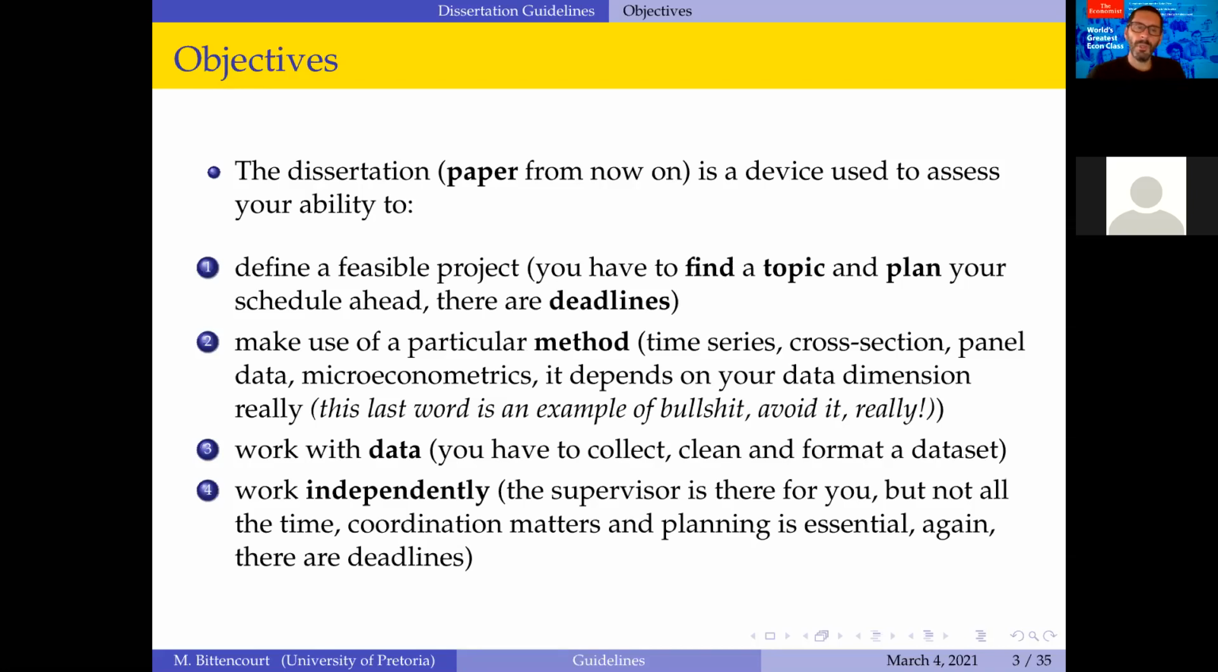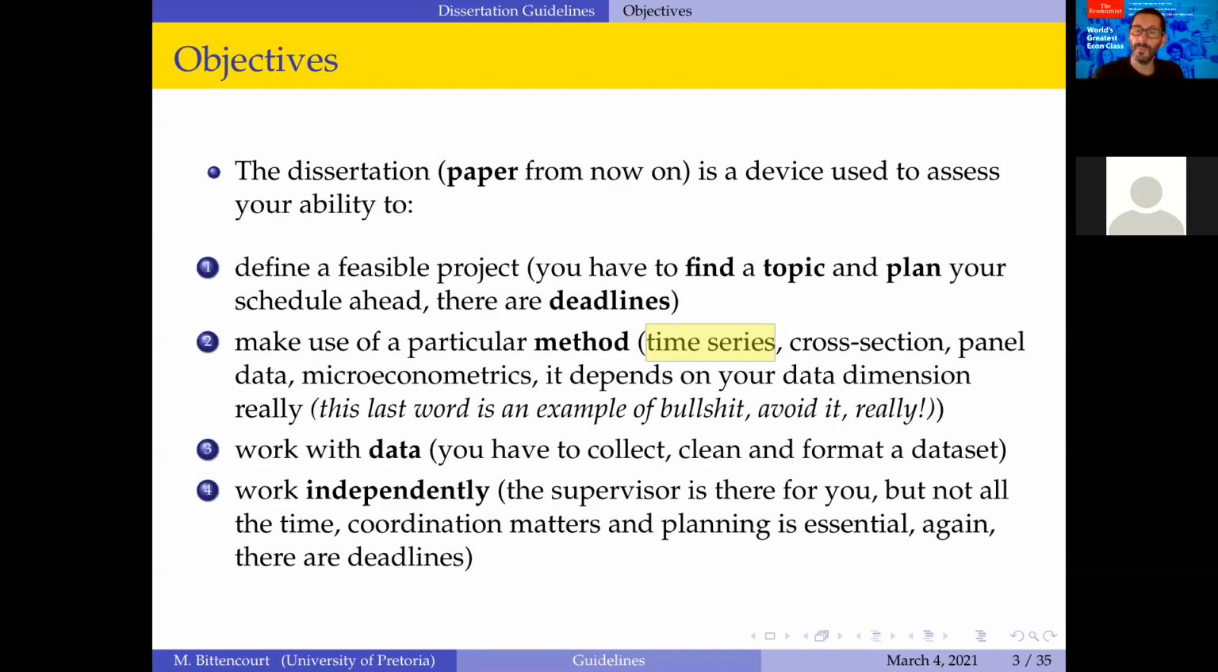So what else? We have to make use of a particular method. It can be time series, it can be cross-section, it can be panel data, it can be microeconometrics. It really depends on the data that you are using. If you are using time series data for South Africa to test a particular hypothesis, then your method is going to be based on time series. And therefore, you should be familiar with time series.